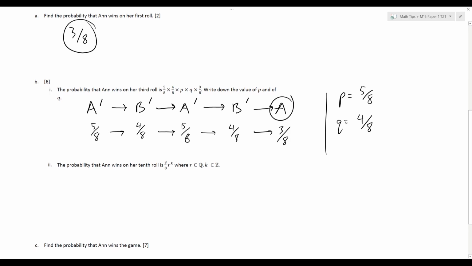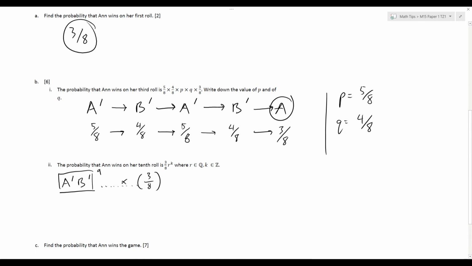The probability that Ann wins on the 10th roll is this. Okay, this is slightly more complicated. She has to win on the 10th roll, so it's going to be Ann not win, Bob not win, Ann not win, Bob not win for pretty much 9 times first. Okay, and then on the 10th roll, she wins. So we have to multiply this to the power of 9 times the time she wins, which is simply 3 over 8.